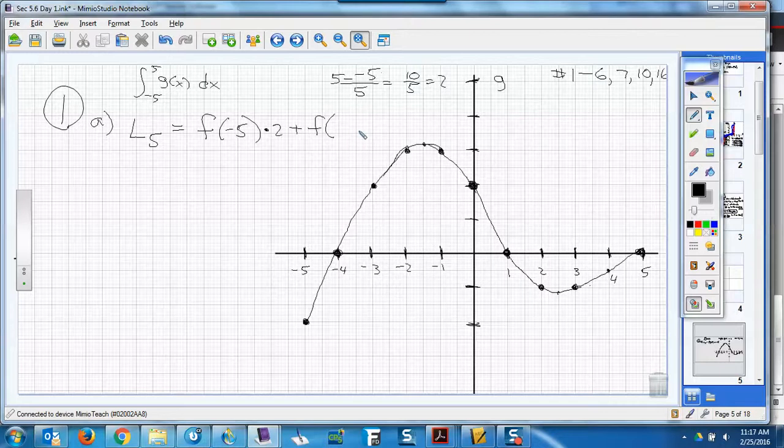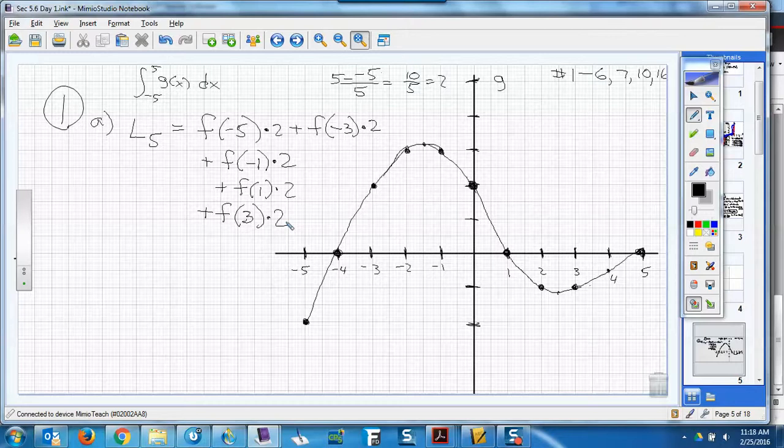It's got to be at -3, right? Because they're 2 wide. So if you start at -5, the next one's going to be at -3 times 2 plus F of -1 times 2 plus F of 1 times 2 plus F of 3 times 2 plus, oh, yeah, I fooled you. I did that on purpose.